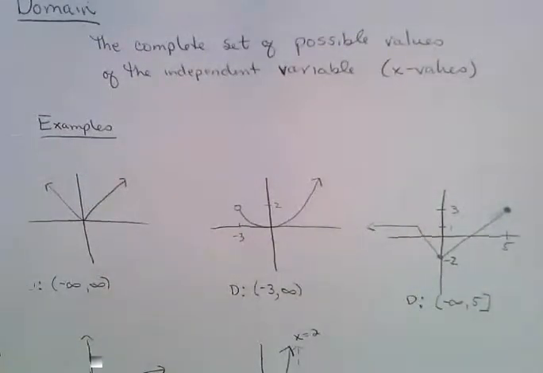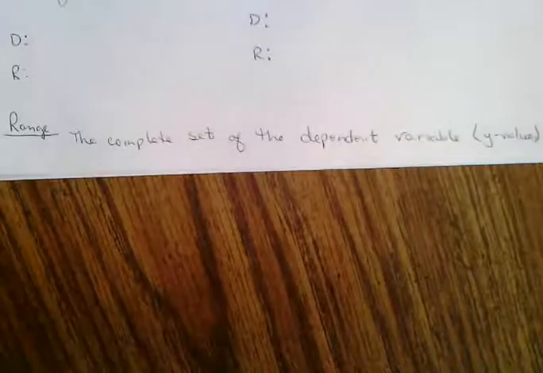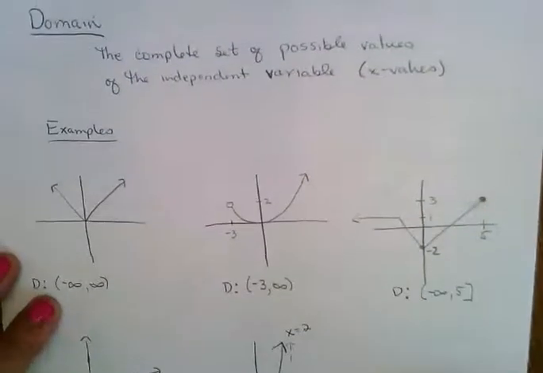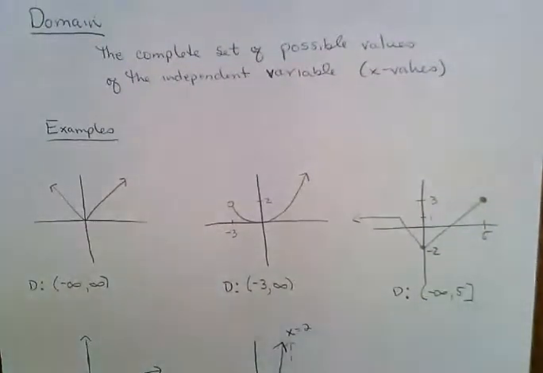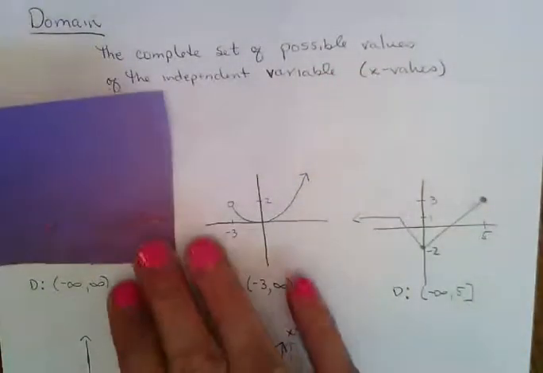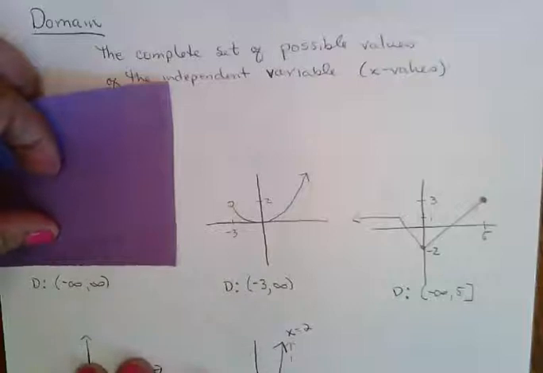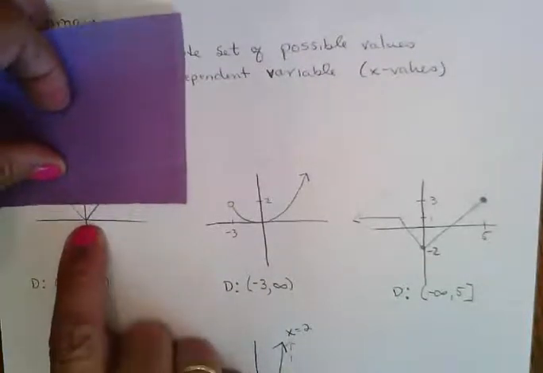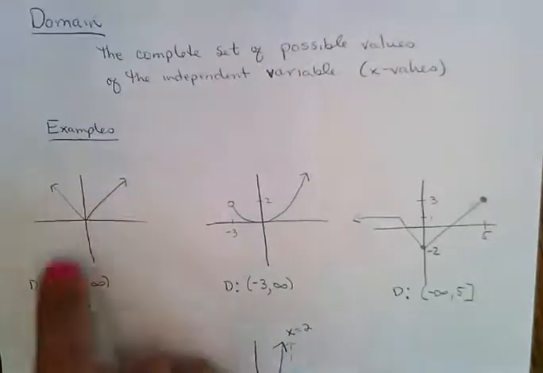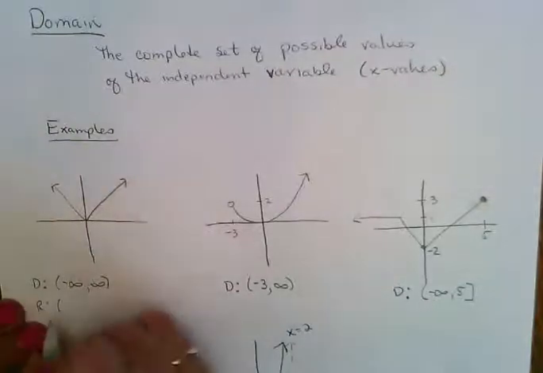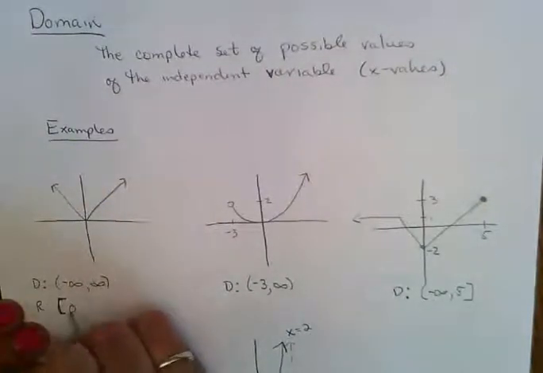The range is the complete set of dependent variables, or the y variables. So let's go back up to our examples and let's see if we can fill in the range of those. So looking at these examples, now we're looking at y values. So again, you're going up and down for the y values. So if you want to cover this up, cover it up, you want to start with the bottommost point. So as I look for my graph, the lowest point is at y value of 0. And as I go, it's going up in either direction. So my range for this one would start at 0, including the 0, to infinity.